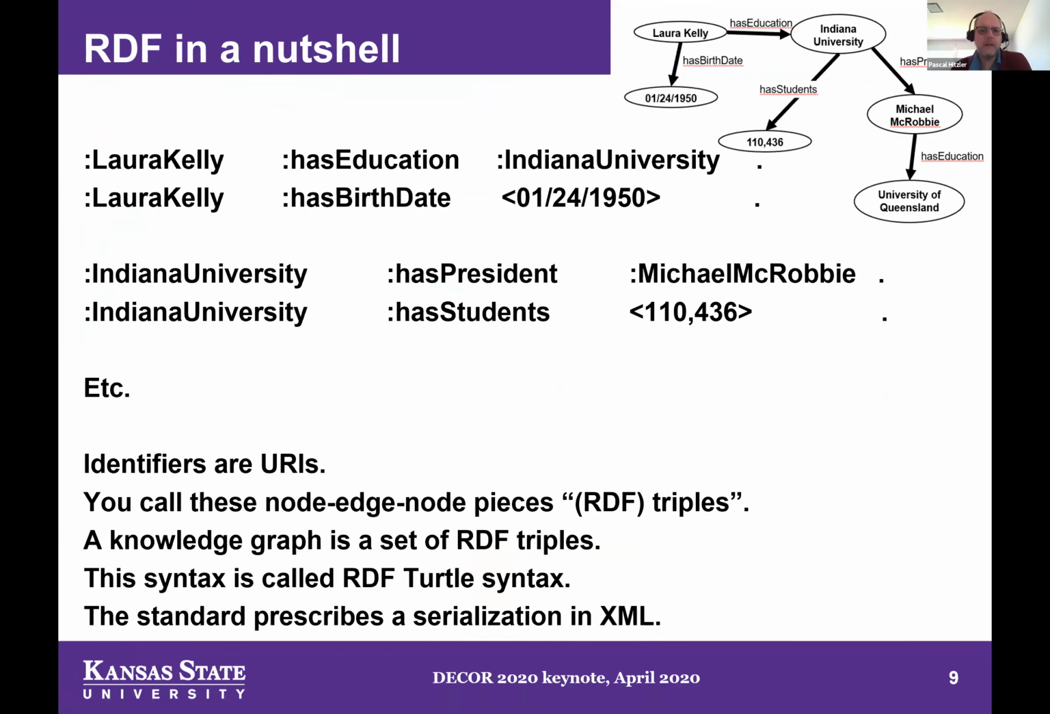Let me give you a brief idea what these are about. So what is RDF in a nutshell? Well, there's different syntaxes out there. I'll show you one which is called Turtle syntax. And things would roughly look like the lines here. So the first line, Laura Kelly has education at Indiana University, is pretty much that piece of the knowledge graph. Laura Kelly has education at Indiana University. And then Laura Kelly has birth date, and there is a date here, which of course I did not put in the exact right syntax to make things a little bit simpler. But that would be another part of the knowledge graph, and so on.